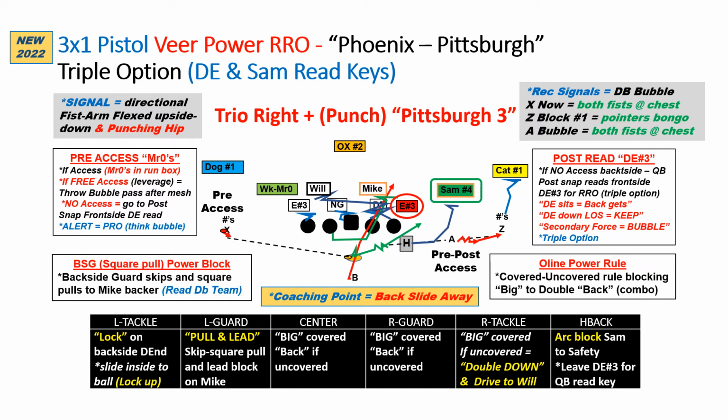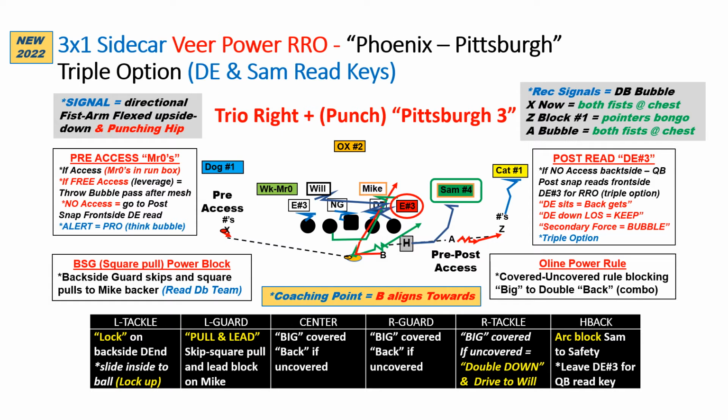One thing we do out of pistol here is the back will take a 6-inch slide step opposite or away from the point of attack. So in this case, he would do it with his left foot. So he's coming downhill, getting on the hip of the pulling guard. If we are going to throw pre-snap access bubble, the quarterback needs to tell the back the alert call when we're in pistol so that he stays frozen and does not run into the quarterback since we're throwing all the way.